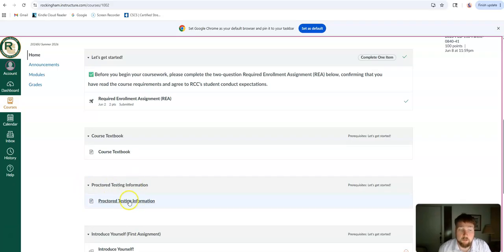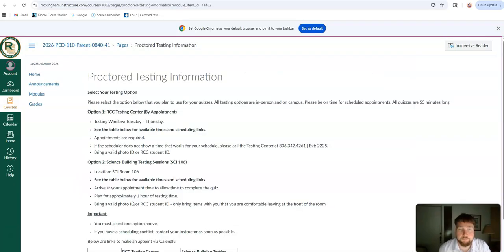So if you scroll down here, you've got proctored testing information. And there are 2 locations where you are able to complete the test. If you are not able to take the test in these locations, email me, let me know as soon as possible, and we'll get you worked out and accommodated. But we are trying to get away from taking tests online as much as possible.